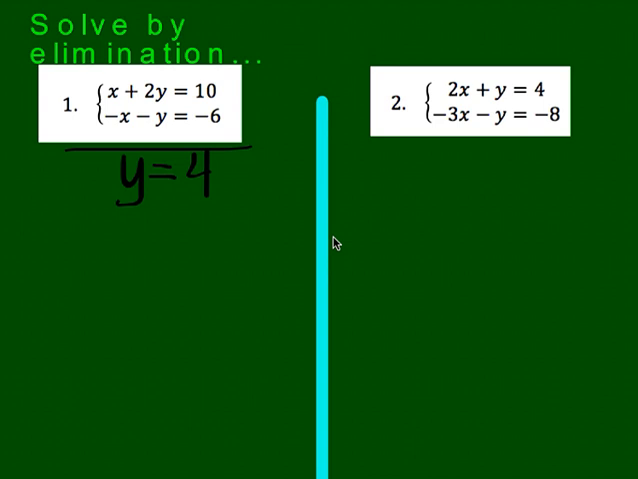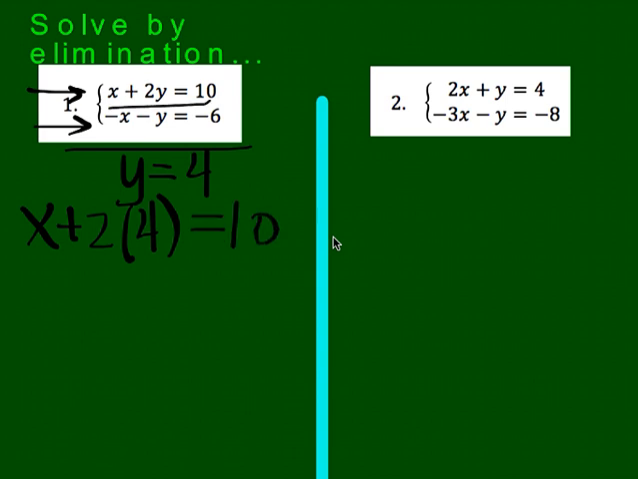So since we know what y is, I'm going to use that to solve for x. I'm going to plug y in, and I can plug it into either one of these. It doesn't matter which one. So I'm just going to plug it into the top one. So I have x plus 2, then I'm going to take out the y and plug in 4, and that's going to be equal to 10.